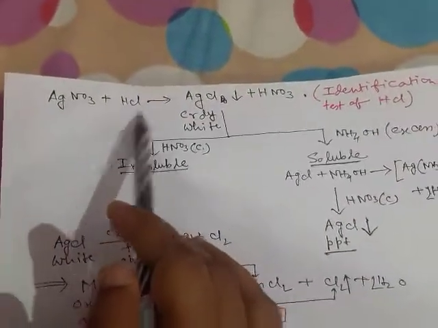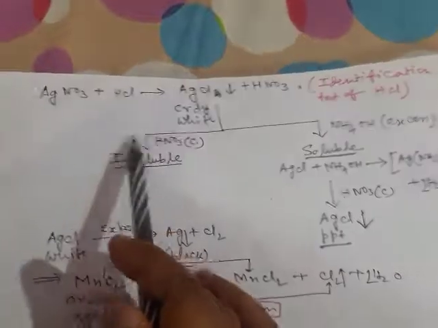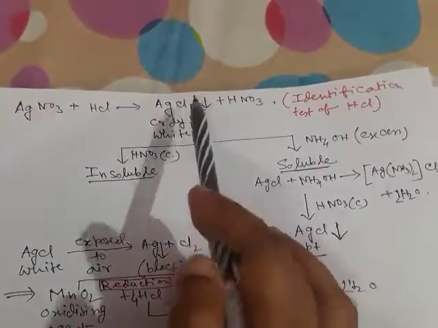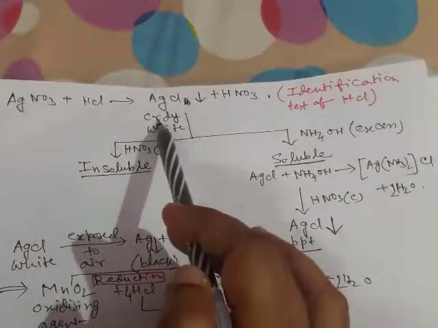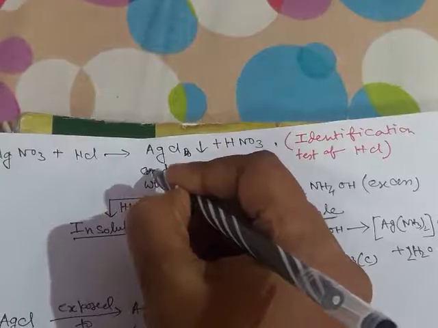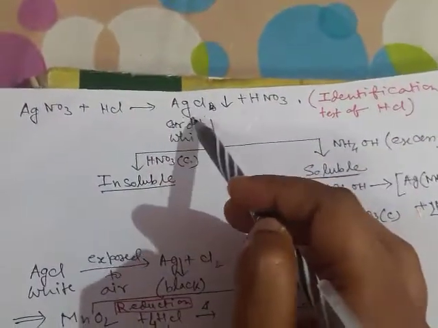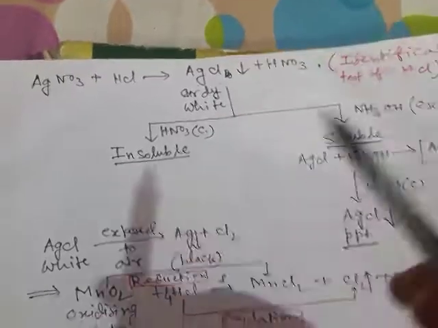Now this is the identification test of HCl. When hydrochloric acid is added to silver nitrate solution, there will be formation of a curdy white precipitate. This precipitate looks like curd, so it is called a curdy white precipitate, and this is the precipitate of AgCl, silver chloride, and nitric acid is formed.